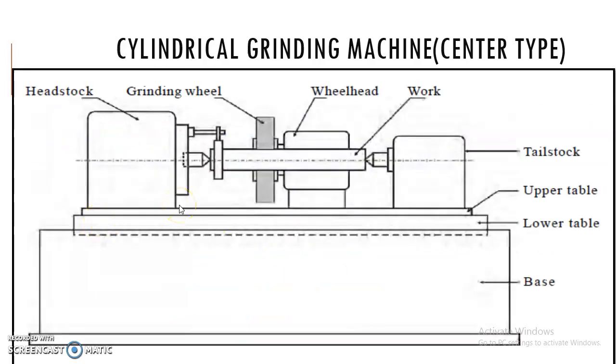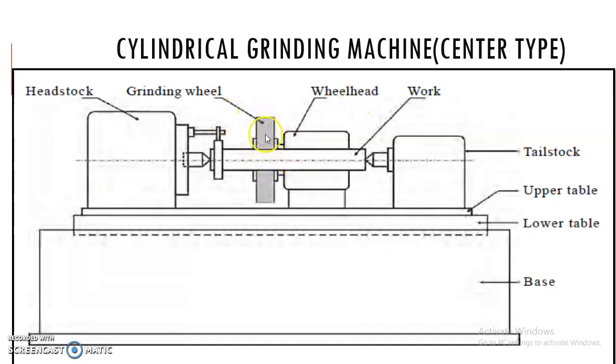Here the cylindrical grinding machine is just like a lathe machine in construction. You can observe on one side there is a headstock and on the other side there is a tailstock, and in between the live center and the dead center a workpiece is located. If you see carefully, exactly at the middle position behind this workpiece there is the wheel head and grinding wheel. The wheel head drives this grinding wheel at high speed, and this grinding wheel is made to contact this workpiece for removal of material.